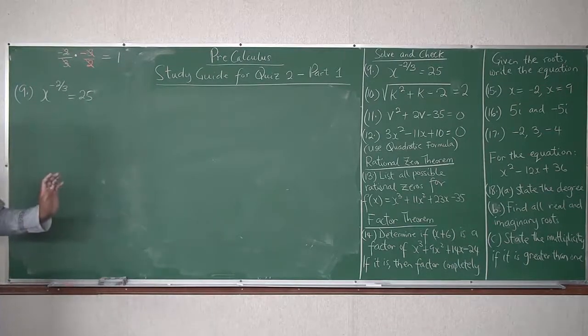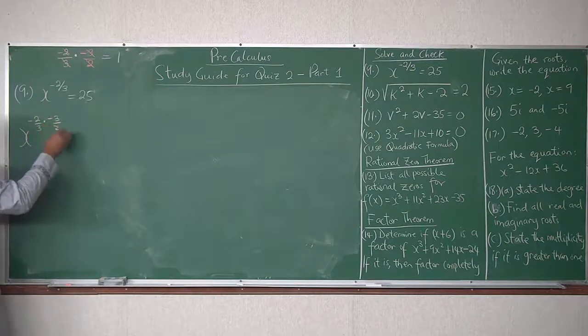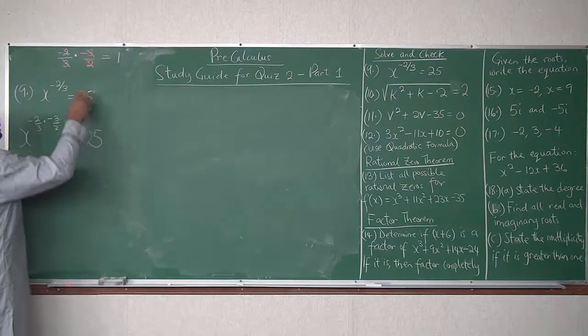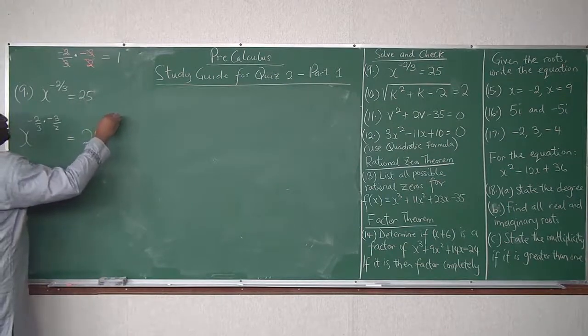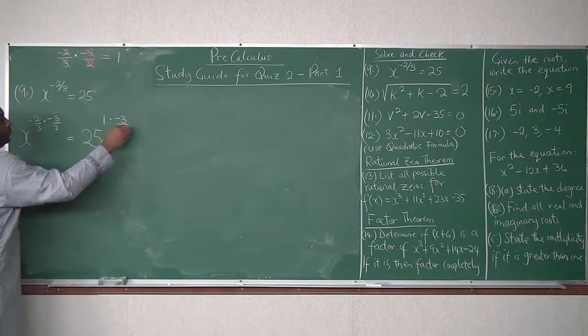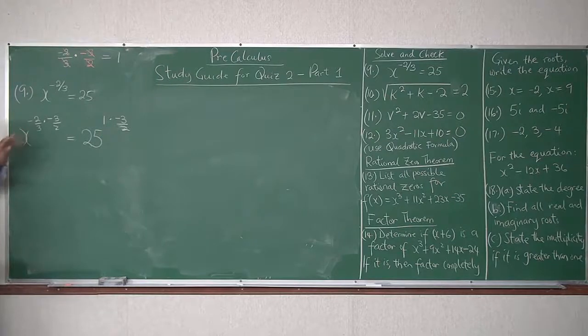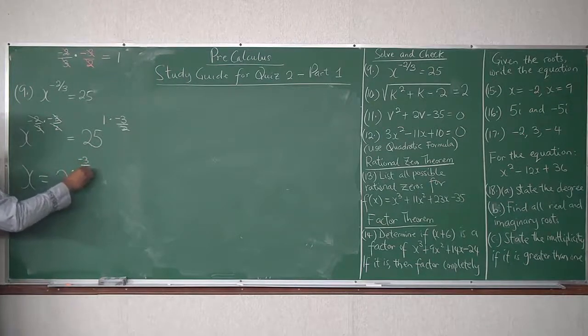This is an equation. So this will be x times negative 2 over 3 times negative 3 over 2 equal to 25. This is like saying 25 raised to power 1, times negative 3 over 2. Okay? So you see this now. This is gone. Negative times negative is positive. So x is what? 25 exponent negative 3 over 2.